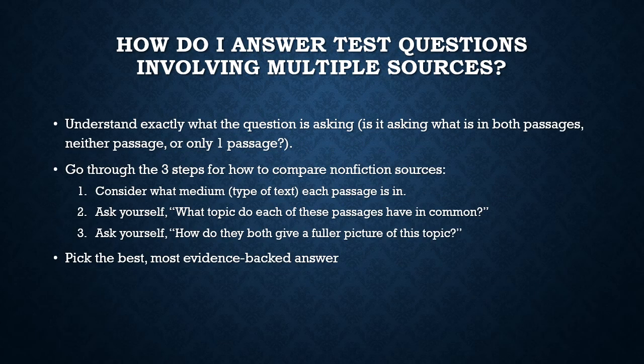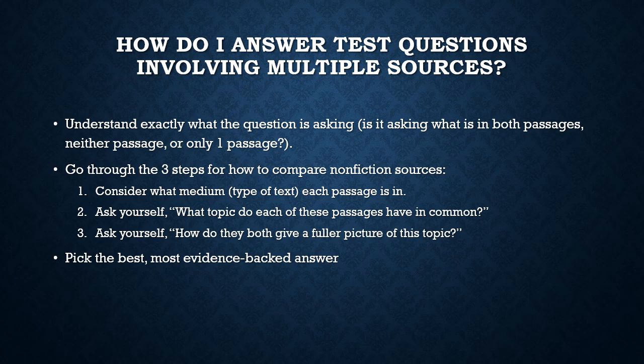Last of all, how do you actually answer test questions that involve multiple different sources of nonfiction, multiple passages? There are a few things that you want to do, so you can follow these steps. You want to understand exactly what the question is asking, first of all. Is it asking for what is in both passages? Maybe it's asking what's in neither passage, or maybe it's only asking for what's in one of the passages. So you definitely want to pay attention to the wording, especially if it says something like not. Just pay attention to the wording so that you don't get tricked by the answers.